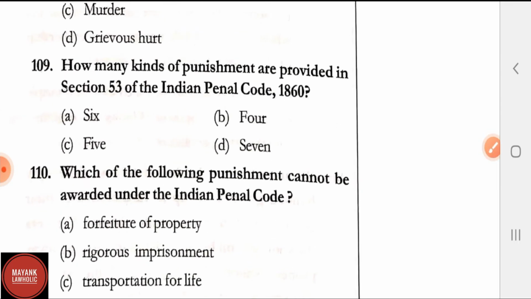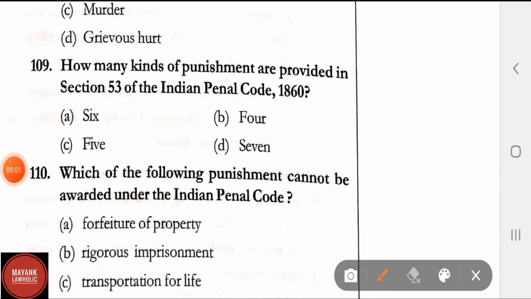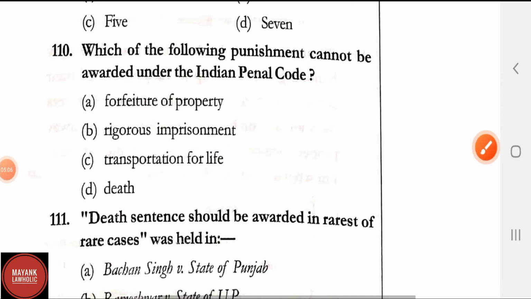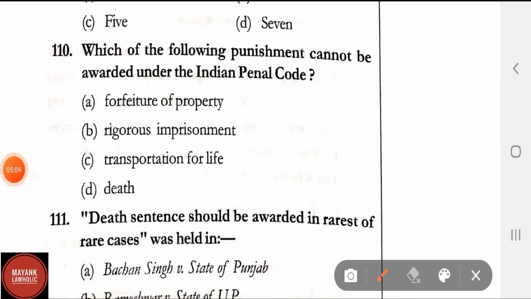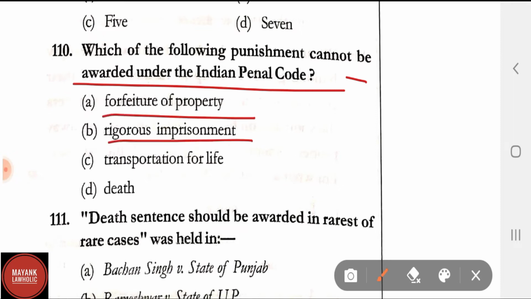Question number 109. How many kinds of punishments are provided in section 53 of IPC? Correct answer is 5. Question number 110. Which of the following punishments cannot be awarded under IPC? Options are forfeiture of property, rigorous imprisonment, transportation for life, and option D, death. Correct answer is transportation for life.